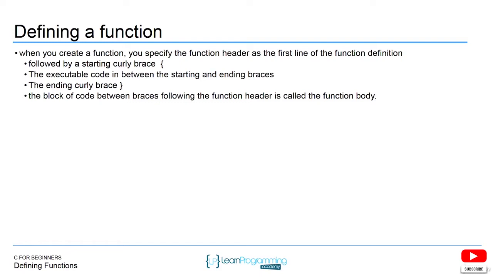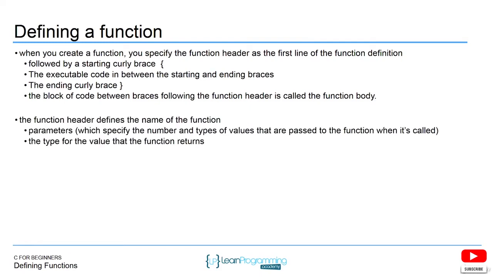So in between the braces is called the function body, and the first line of the function is called the function header. The function header defines the name of the function, the parameters of the function. We're going to talk about parameters and arguments in detail, but right now you just need to know that there's something called parameters. And the parameters are going to specify the number and the types of the values, how you can pass data. Parameters have to do with passing data. The type for the value that the function returns. We mentioned that functions can return data.